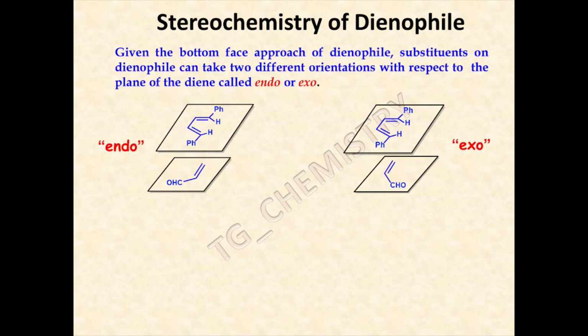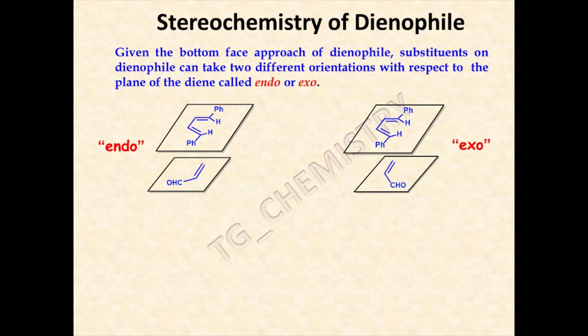And here the stereochemistry of the dienophile is also very important. Given the bottom phase approach of the dienophile, substituents on the dienophile can take two different orientations with respect to the plane of the diene, and they are called endo and exo. If we consider the bottom phase approach, it can be either way. So we consider the diene system here like this, and we consider the dienophile with this vinyl formyl group.